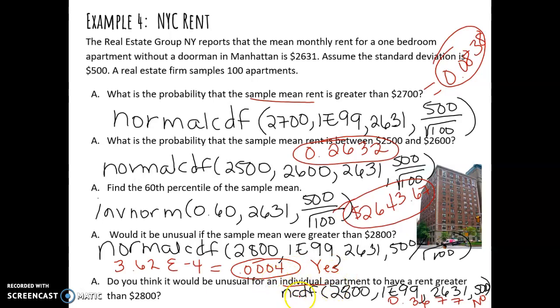So if we're talking about an individual apartment, we are still using central limit theorem, but it's over the square root of 1 instead of the square root of the sample size because it's just 1.